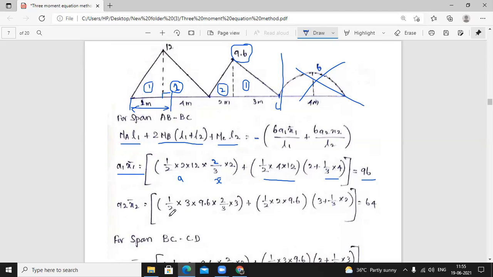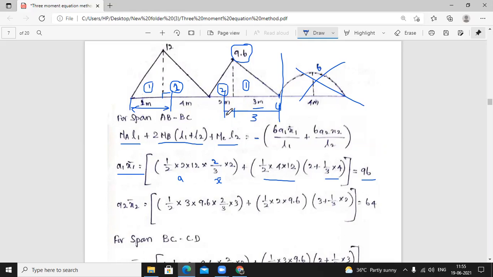So calculate the area. First part, half into B is 3 meter, H is 9.6, and the centroid from C point, the edge point, to here is 2/3 of 3. Next, coming to the second area, half into B is 2 meter, height is 9.6, half into B into H, and the centroid from C, from here to here. Already this is 3 meter.